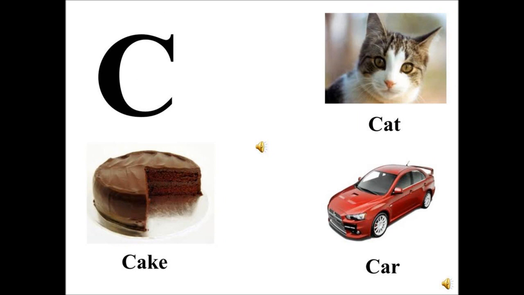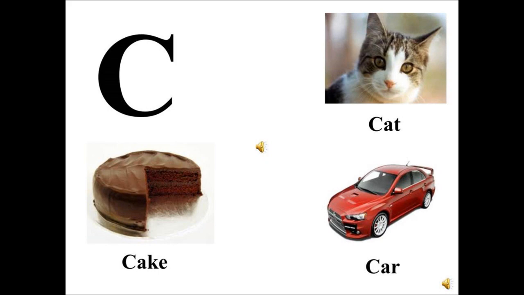What is that letter? That is the alphabet letter C. These are C words. Cat, cake, car. C has more than one sound, but these C sounds are k, k, k, k. I know, it sounds like the letter K, but these are C words.